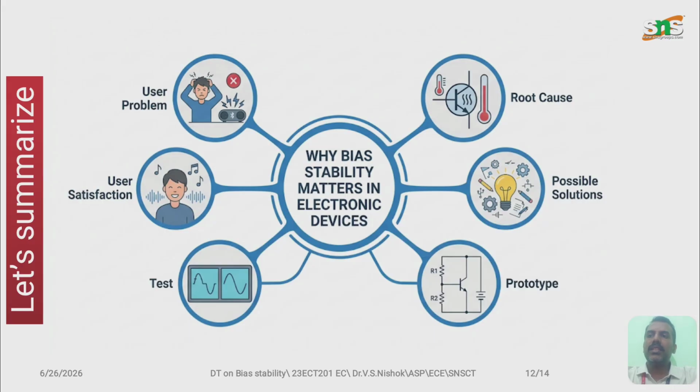Let's summarize here. First, the engineers team identifies the user's problem and analyzes the root cause, and using the brainstorming approach identifies different solutions and finalizes the best solution. Based on the solution, the prototype model is created and tested further for accurate results by verifying the output, and finally results in user satisfaction.